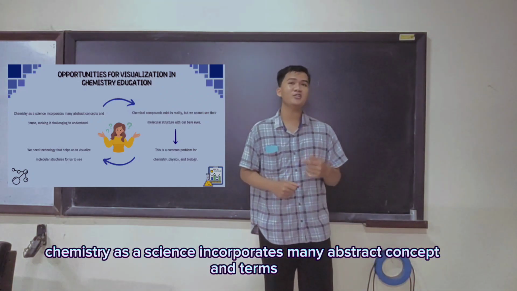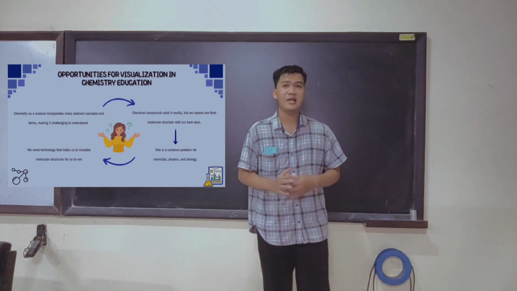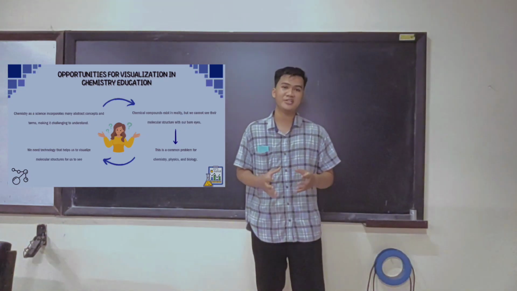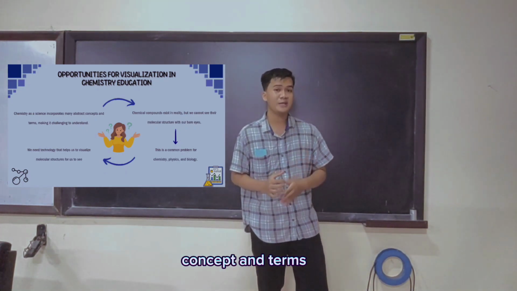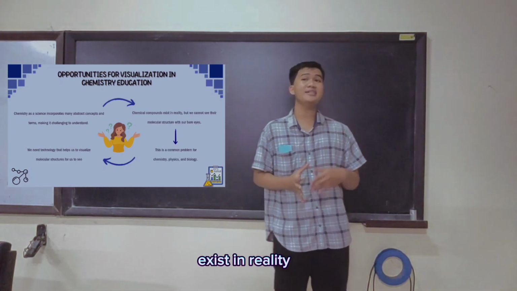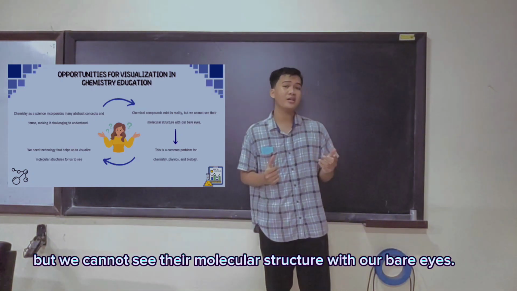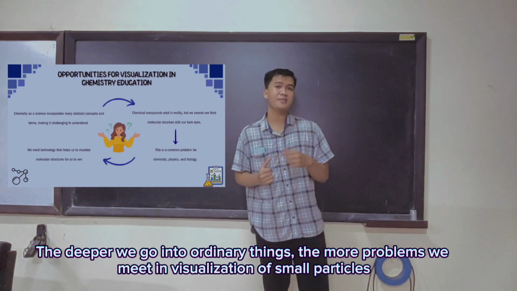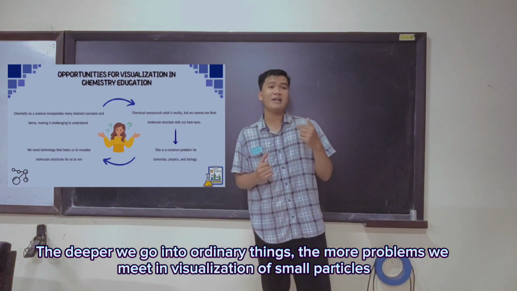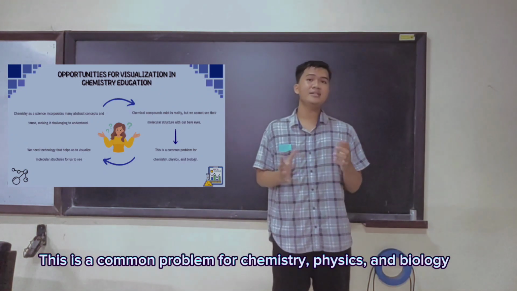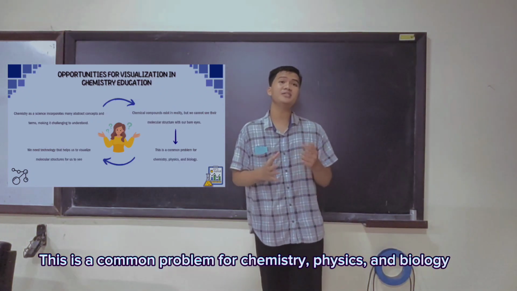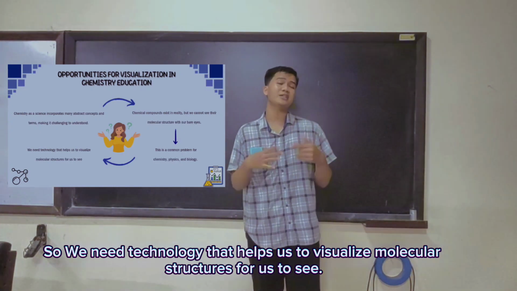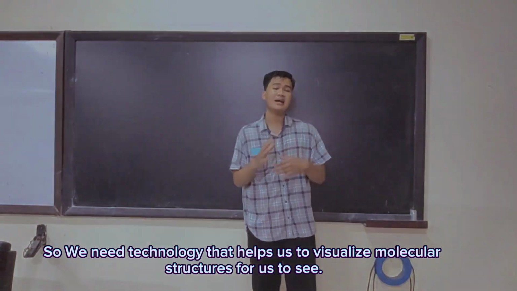Chemistry is a science that incorporates many abstract concepts and terms, making it challenging to understand. Some sciences are more challenging to understand than others because of the number of abstract concepts and terms. Chemical compounds exist in reality, but we cannot see their molecular structure with our bare eyes. The deeper we go into ordinary things, the more problems we meet in visualization of small particles. This is a common problem for chemistry, physics, and biology. So we need some technology that helps us to visualize molecular structures for us to see.